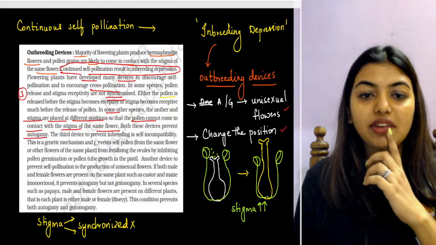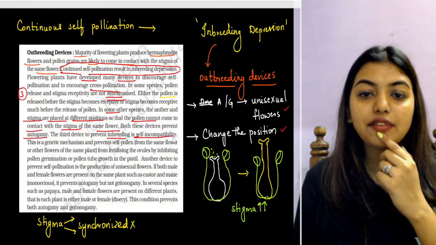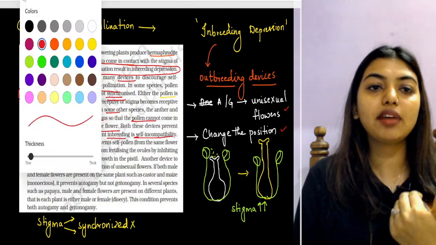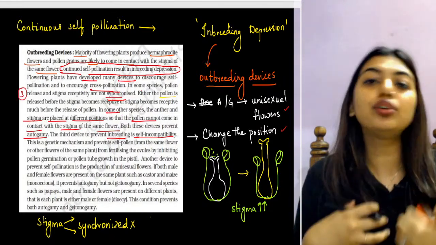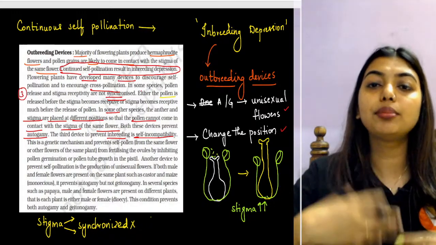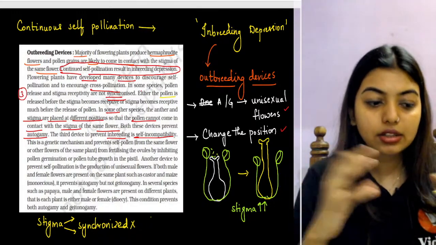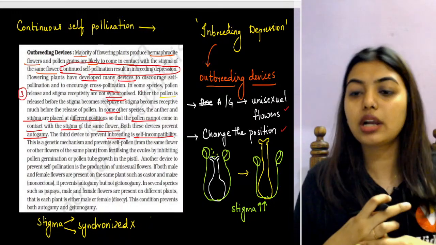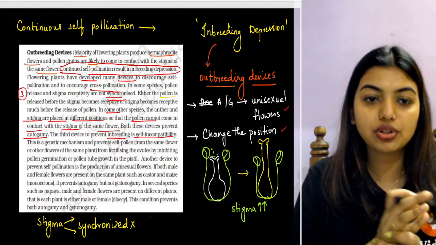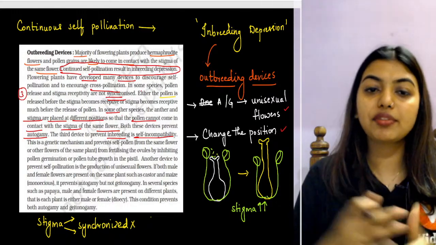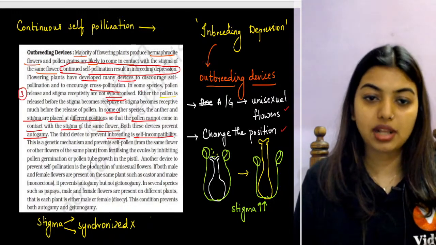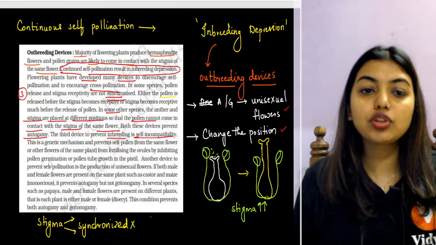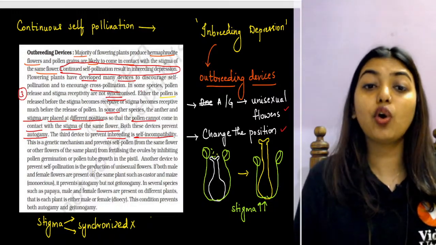The third device to prevent inbreeding is self-incompatibility. That is, the stigma will be like, wait a minute, I am not going to accept my own pollen grains. I'm going to make sure that compatibility will not be there. Understood? This is a genetic mechanism and prevents self-pollen from the same flowers or other flowers of the same plant from fertilizing the ovules by inhibiting pollen germination or pollen tube growth.